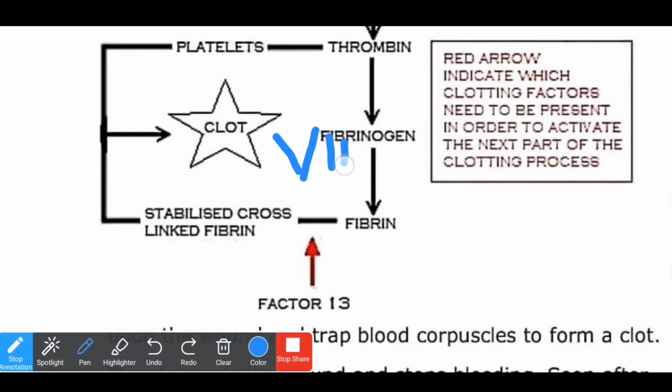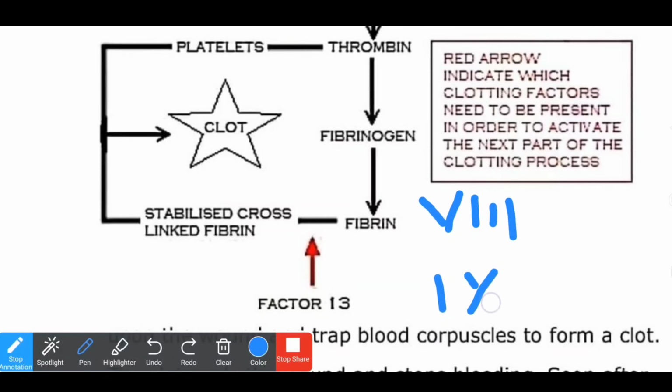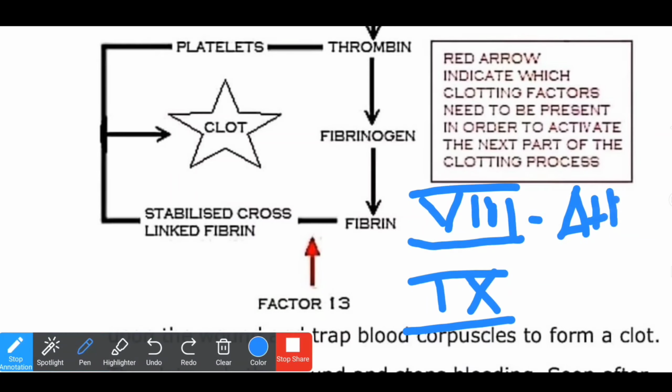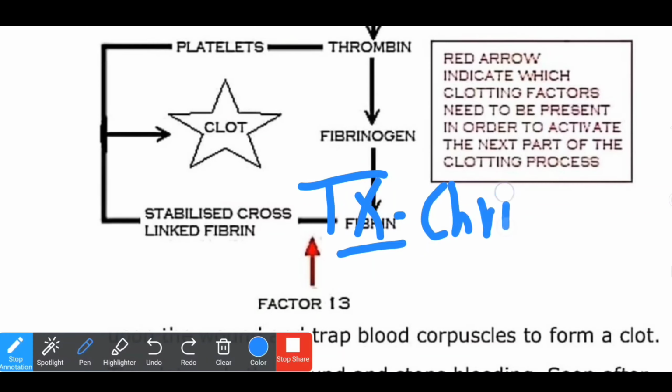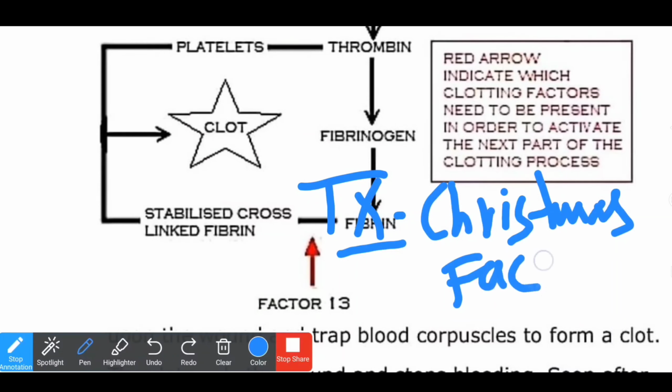Now some important cases: factor number 8 and factor number 9. I'll be writing both of them. What is the name of factor number 8? It is anti-hemophilic factor. So deal with the case. Factor number 8 is anti-hemophilic factor, and factor number 9 is also called anti-hemophilic factor B, but still I'll be calling it Christmas factor. So please deal with the case.